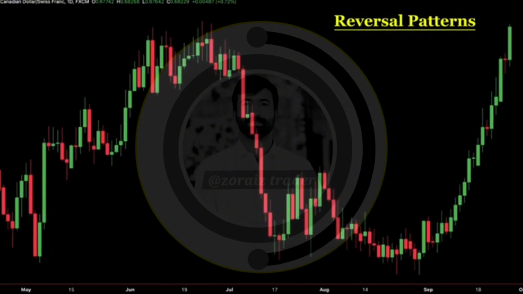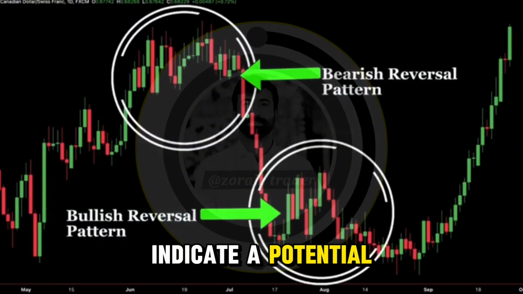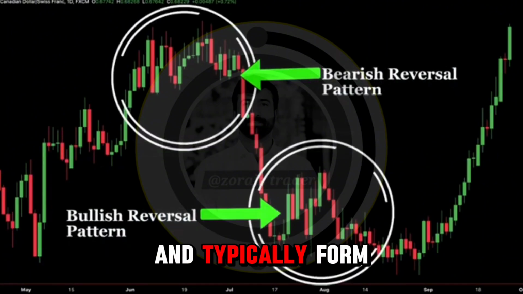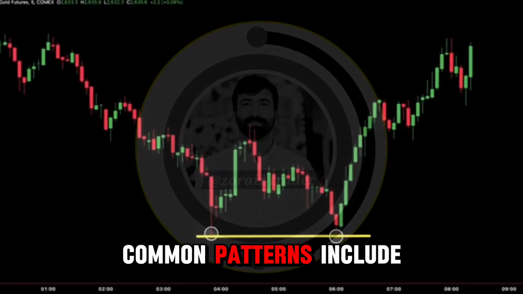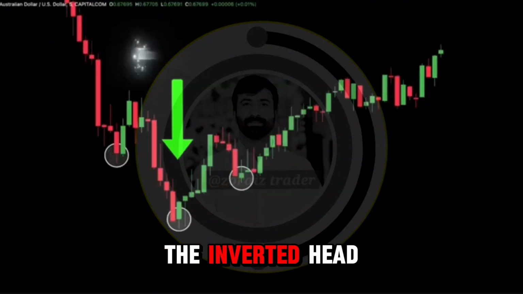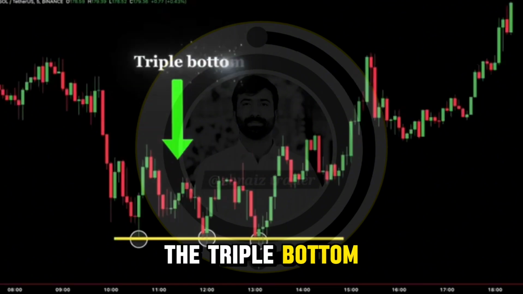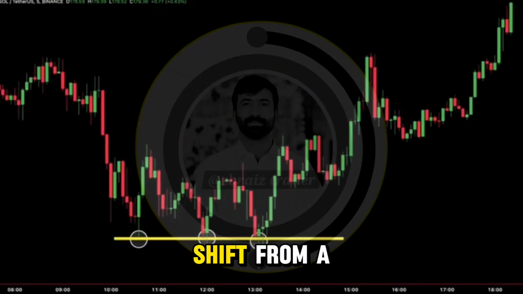Reversal patterns. Reversal patterns indicate a potential change in market direction and typically form at the end of trends. For bullish reversals, common patterns include the double bottom, the inverted head and shoulders, and the triple bottom, all of which signal a potential shift from a downtrend to an uptrend.